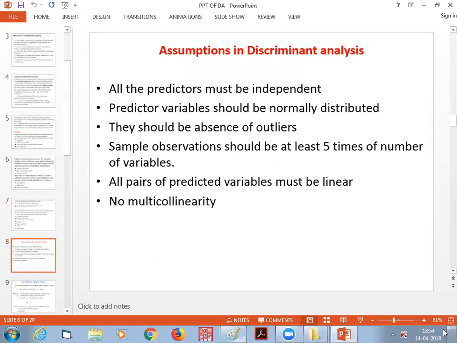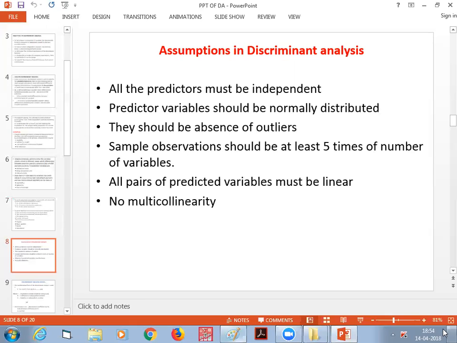Okay, so that is about the discriminant model applications, which are the areas. Now let us go to the next one, assumptions in discriminant analysis. That means when you go for developing a model, similar to a regression model, what are the assumptions to be satisfied? You cannot simply directly use a discriminant model for classifying.